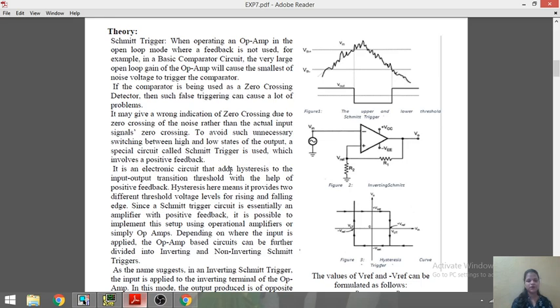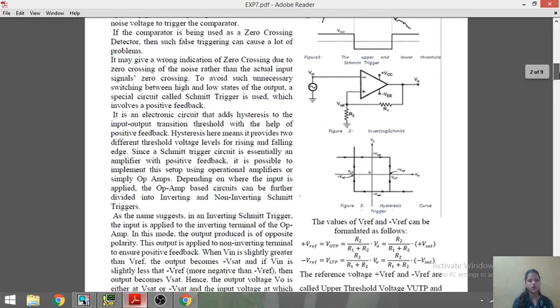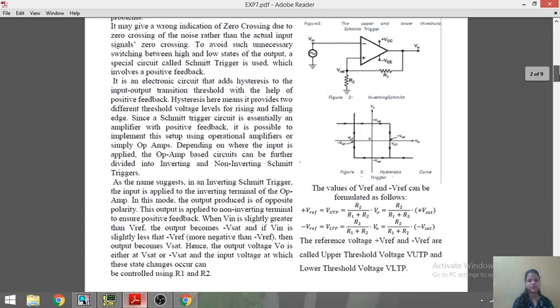To avoid such unnecessary switching between high-low states at the output, a special circuit called a Schmitt trigger is used, which involves positive feedback. So in that Schmitt trigger, there is hysteresis, meaning it provides different threshold voltages for a rising and a falling edge. Here is the formula for VUTP and VLTP. The positive Vref and negative Vref are called the upper threshold and lower threshold voltages: positive is the upper threshold and negative is the lower threshold voltage.